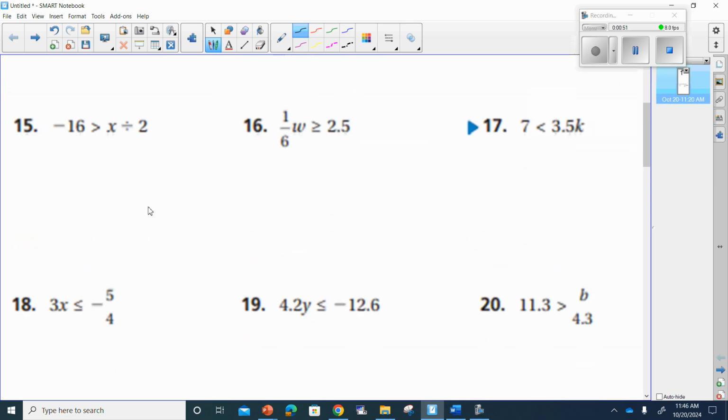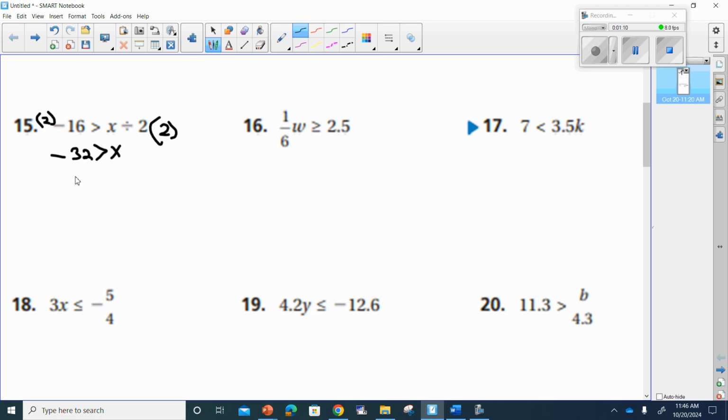Number 15 is mine. I see the x is being divided by 2. The opposite is multiplying by 2. Whatever I do to one side, I do to the other. I have a positive times a negative. That's a negative, and 2 times 16 is 32. So negative 32 is going to be greater than x.